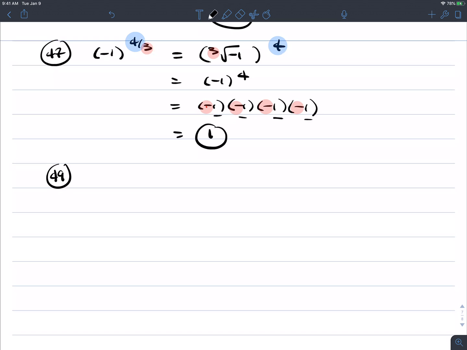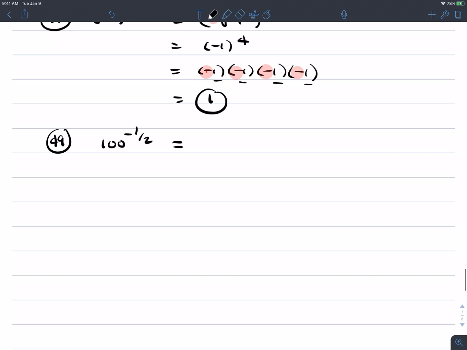Okay, 49. Now it's going to get a little interesting. We got 100 to the minus 1/2 power. This is what I mean by interesting. Remember what we looked at the other day too? Any base to a negative power is 1 over the base to the positive power. Okay, do you guys remember this one?